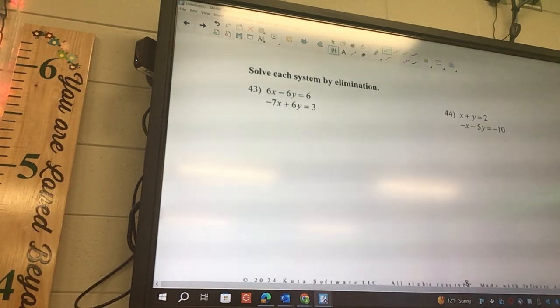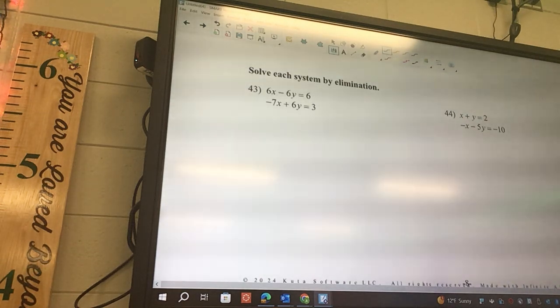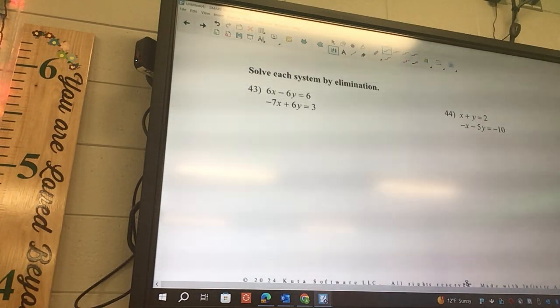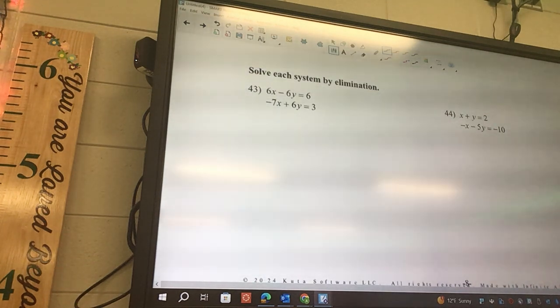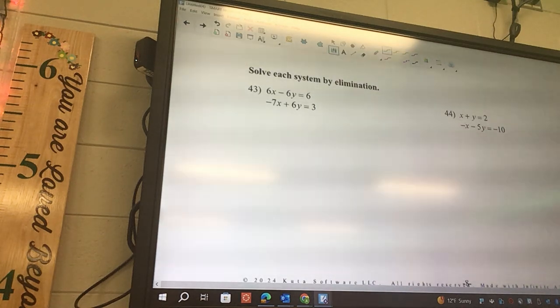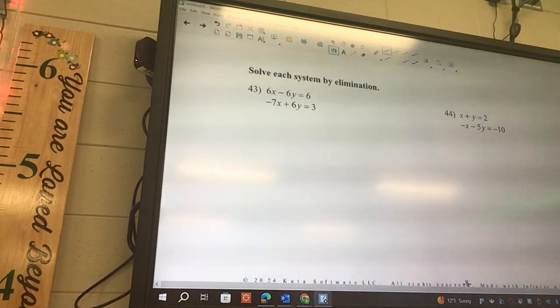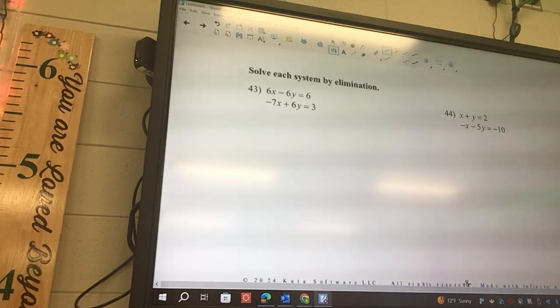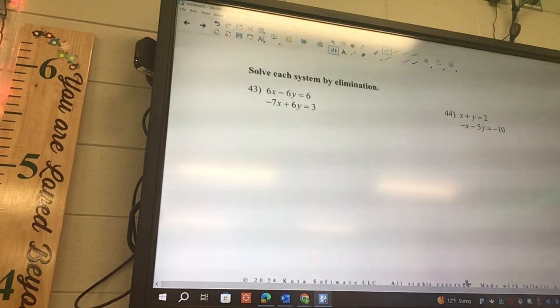Okay, solve each system by elimination. Okay, who's gonna cancel, the x's or the y's? The y's. Why the y's? They're the same. Okay, now we have to figure out, do we add or subtract? Okay, so do you think we need to add them together or do the subtraction thing? We're gonna add them together.